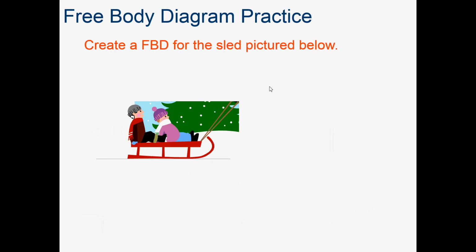All right, so we've got a sled. Some kids are sitting on it. It's being pulled by somebody, and we're going to have a few forces. So first, our representation of the sled. In this case, we're just going to make a gray rectangle. The sled itself has weight, all right?